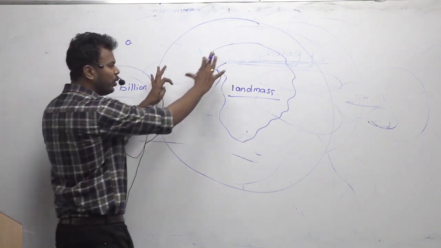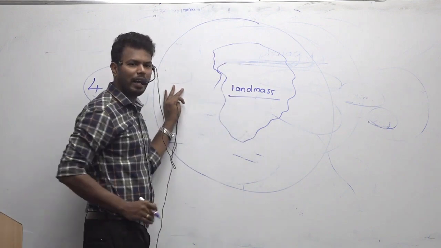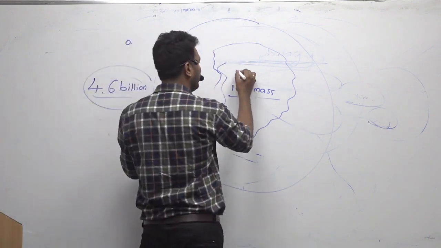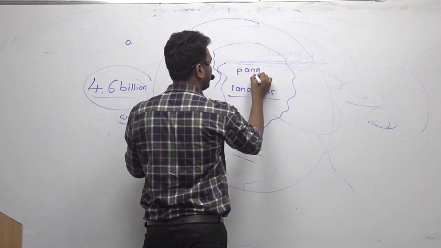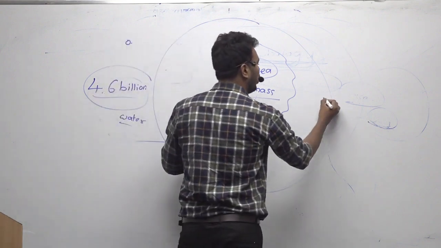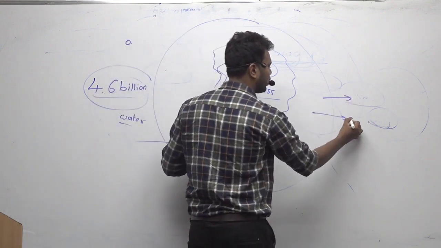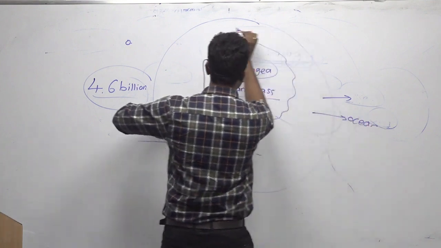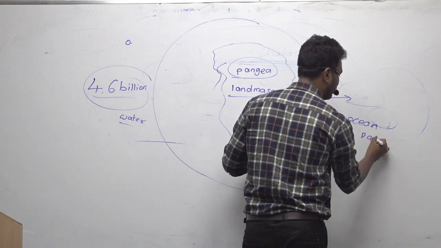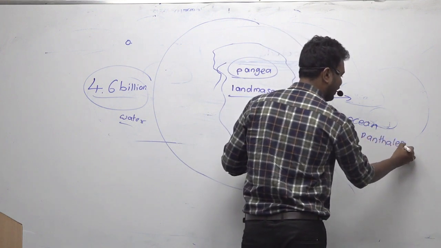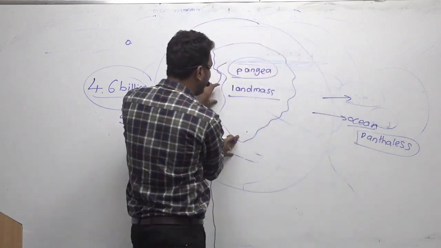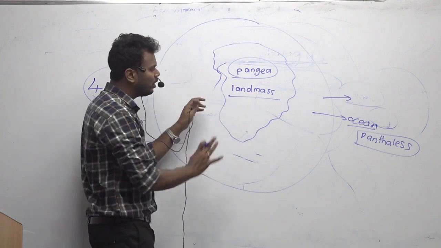After that, if you look at the earth, this is called a landmass. This is called a super landmass, or mega landmass also. This is called Pangaea. And if you look at this, the ocean, completely filled with the ocean, this is called Panthalassa. Panthalassa is a complete ocean. Pangaea is a complete landmass. So this is the thing.